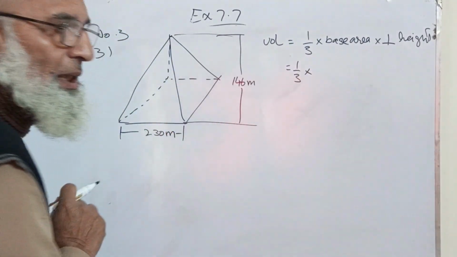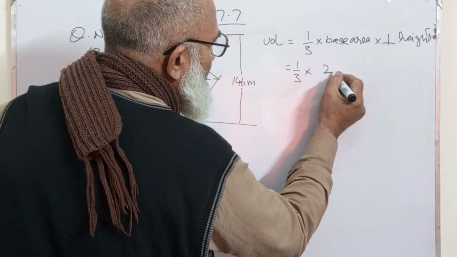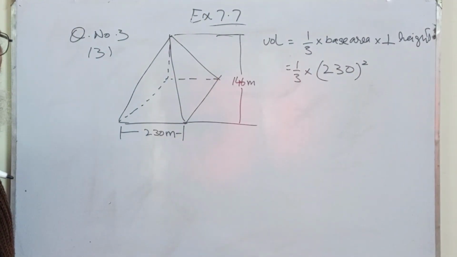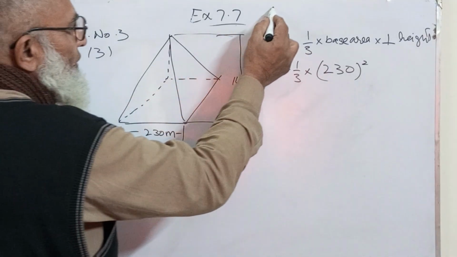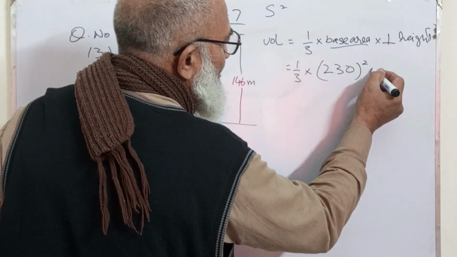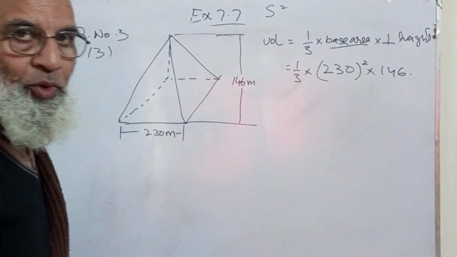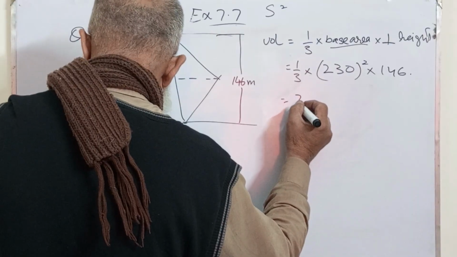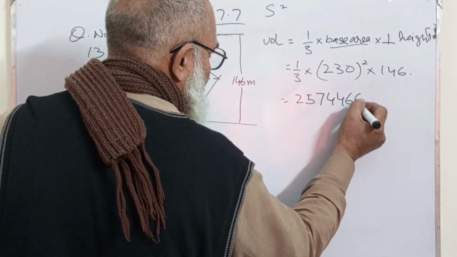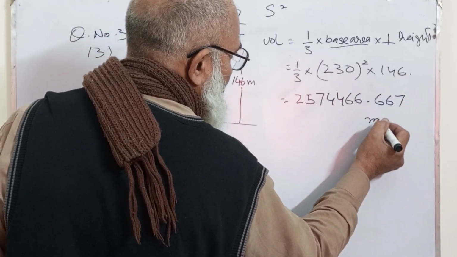Now we have to find the base area first. Since this is a square, we'll just square it up. Remember, the area of a square was s squared. So the base area is s squared, multiplied by the perpendicular height, 146. It's a huge volume over here, coming 25,744,666,667 meter cube.